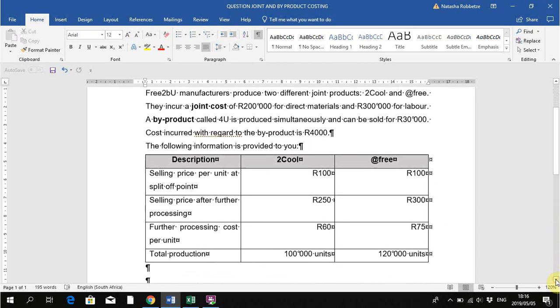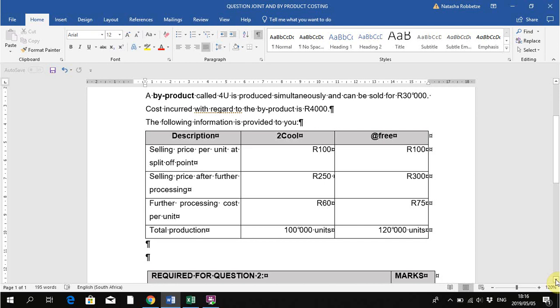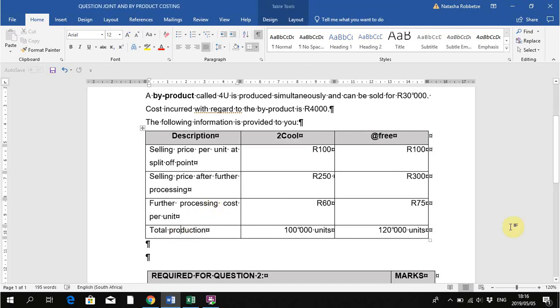Then they've given you in a block below a summary of your joint costs for the joint products, and you will see that there's a selling price per unit at split off, and then there's a selling price after further processing. Then there's a further processing cost. Of course, if you take the decision to further process a product, you're going to incur an additional cost to get it into a different form. And then there's total production in units.